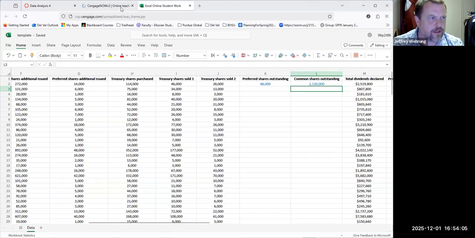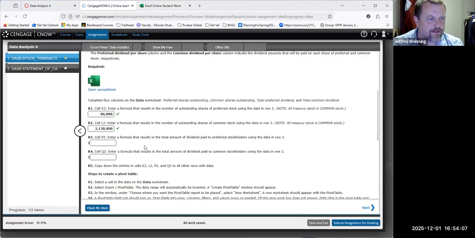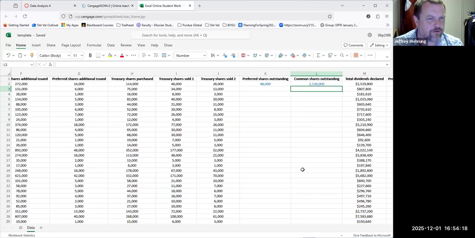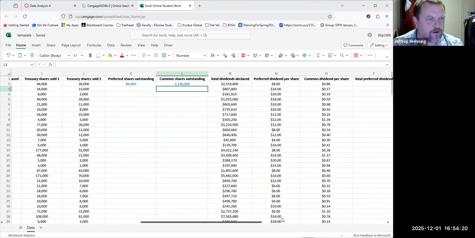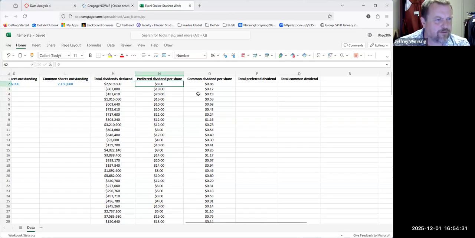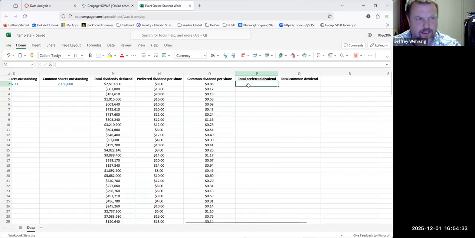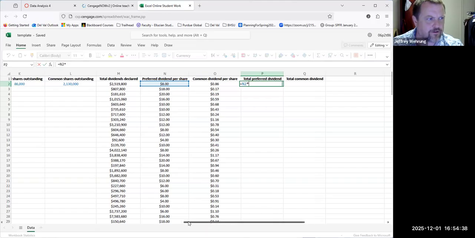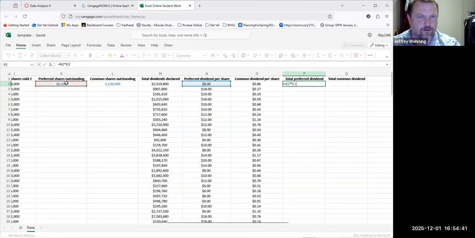Okay, cool. Now let's go. P2: enter a formula that results in the total amount of dividend paid to preferred stockholders. Okay, total amount of dividend paid to preferred stockholders. What's this? Dividends declared, dividends per share, common stock dividend. Okay, so preferred stock. Wow. So we have preferred stock dividend per share. So we can just say this is equal to the amount per share times the number of shares. All right, let's see if that's what they're looking for.